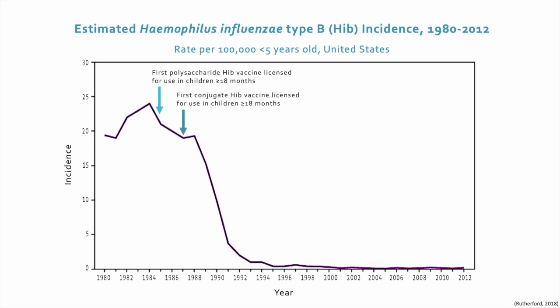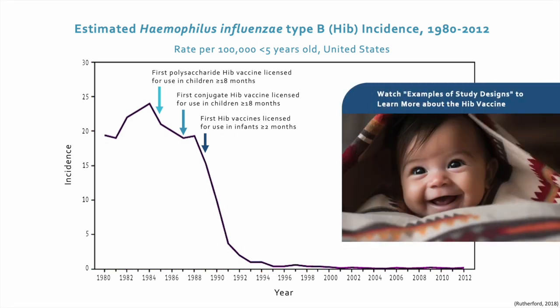And further declines in Hib incidence occurred after the first conjugate Hib vaccine was licensed, and then the Hib vaccines were licensed for use in infants aged 2 months and older. Most people today aren't even familiar with Hib anymore, even though it used to be a really common and serious infection in infants and young children.